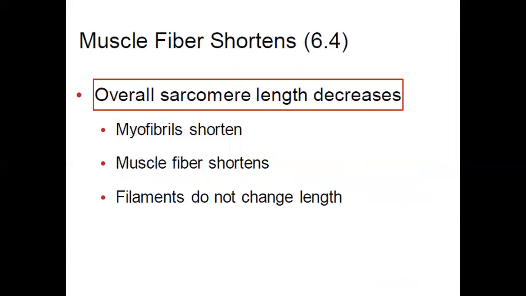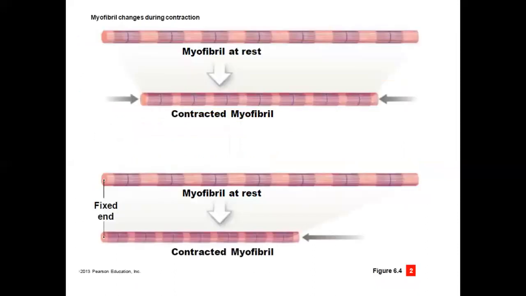Overall, when this happens, the sarcomere shortens. So the length of the sarcomere decreases. You can see that here. So I mentioned this is a myofibril. Okay, this whole structure is a myofibril. In a resting muscle, it may look like this.